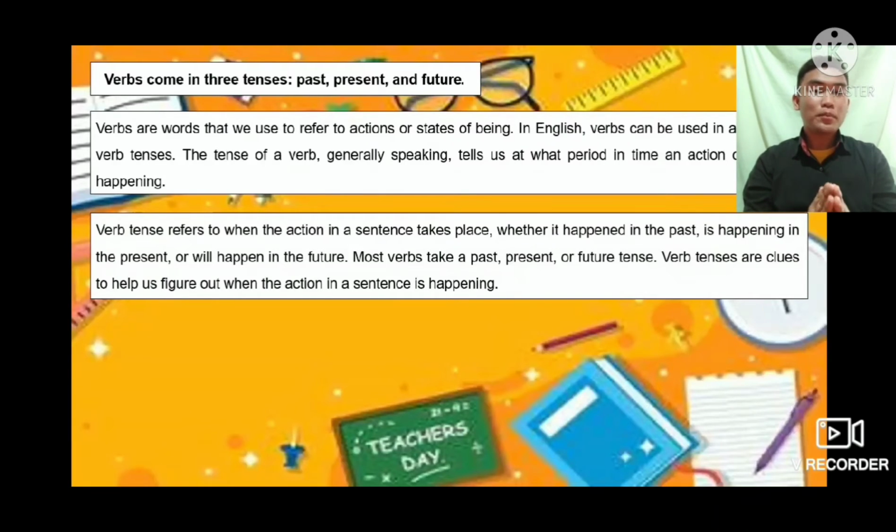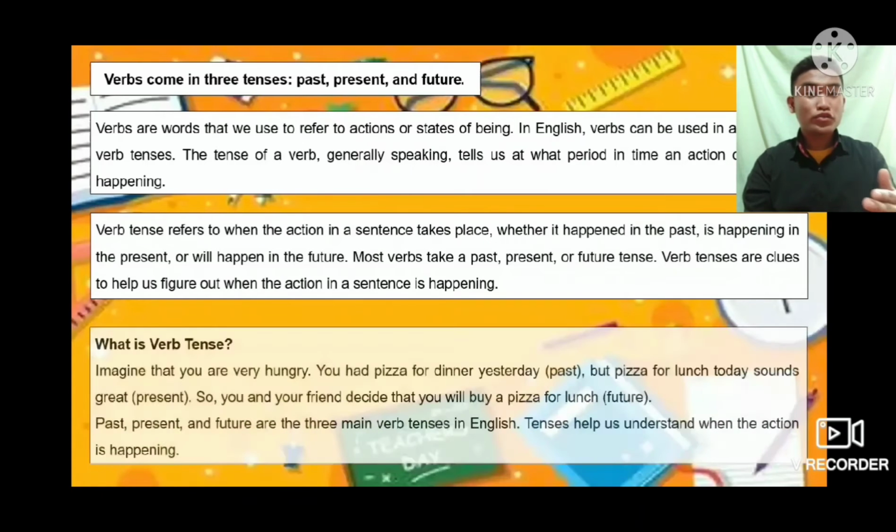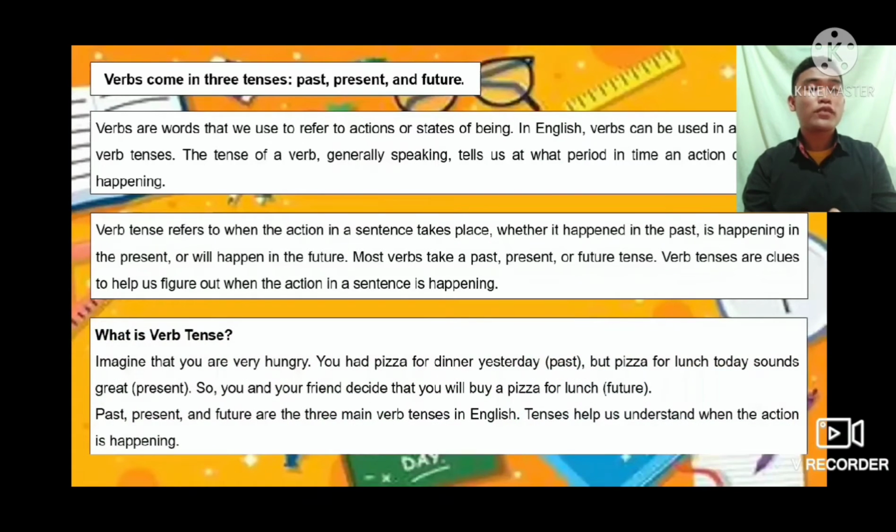Most verbs take a past, present, or future tense. Verb tenses are clues to help us figure out when the action in a sentence is happening. So once again, verb tenses are our clues or cues to identify at what particular time a sentence or an action is happening. So what is verb tense?